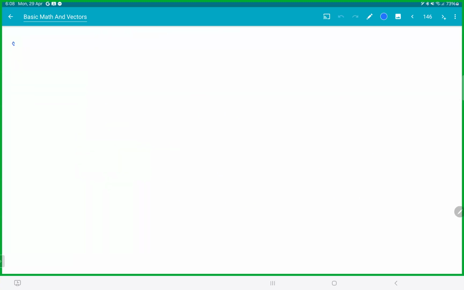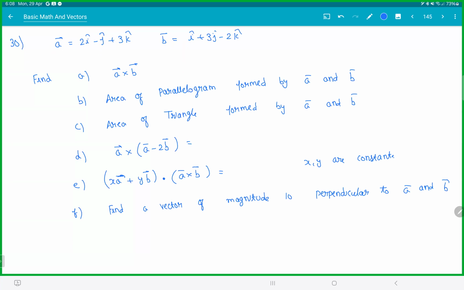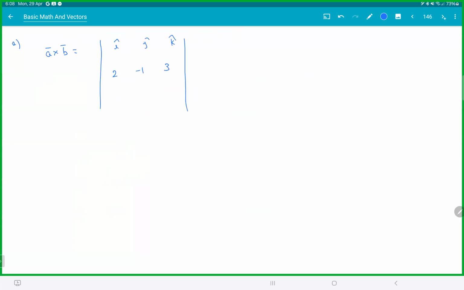So if you do A cross B here, i cap, j cap, k cap. A bar coefficients will be 2, minus 1, 3. B bar coefficients are 1, 3, minus 2. Plus, minus, plus. So this will be i cap into 2 minus 9, minus j into minus 4 minus 3, k cap into 6 plus 1. Minus 7i plus 7j plus 7k.